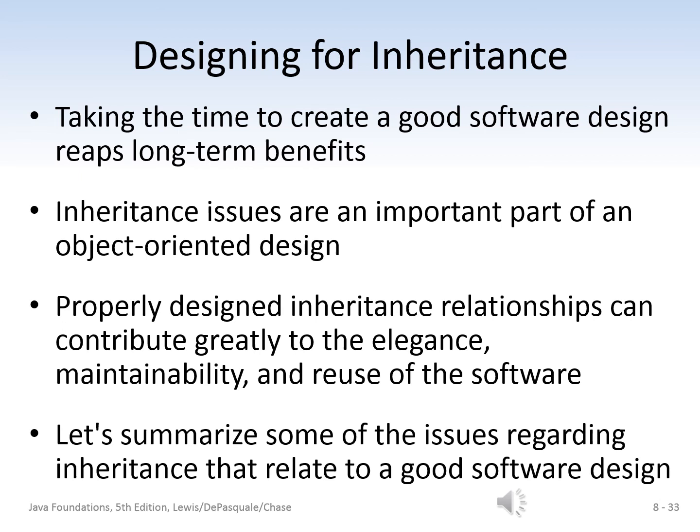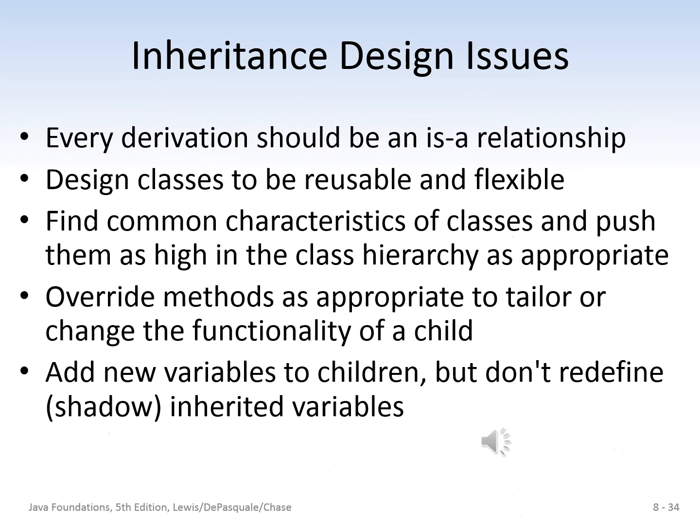So let's talk about some of the issues regarding inheritance that relate to good software design. Every derived class should be in an is-a relationship to the parent class. Pizza is a food item, etc. Car is a vehicle. Design classes to be reusable and flexible. And you must find the common characteristics of classes and push them as high in the class hierarchy as you can.